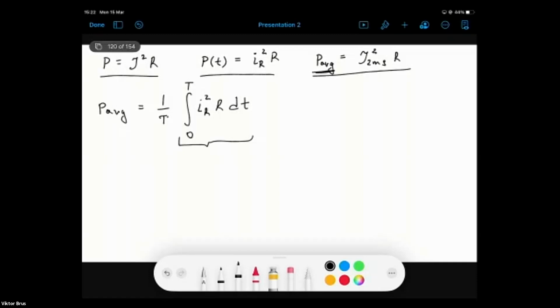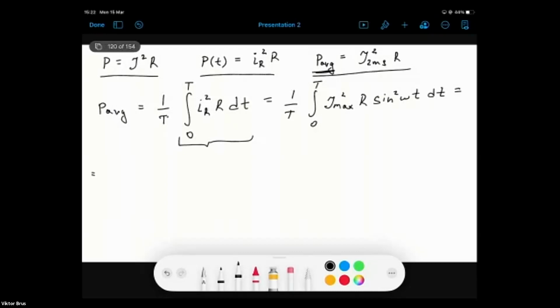So we know from the previous slide the expression for this instantaneous electric current, and let us put it here in this integral. So it will be 1 over T times the integral from 0 to T of I maximum square times resistance times sine square omega t dt. Now we need to integrate this. We know that I maximum and R don't change. These are constants, so we can factor them out from the integral.